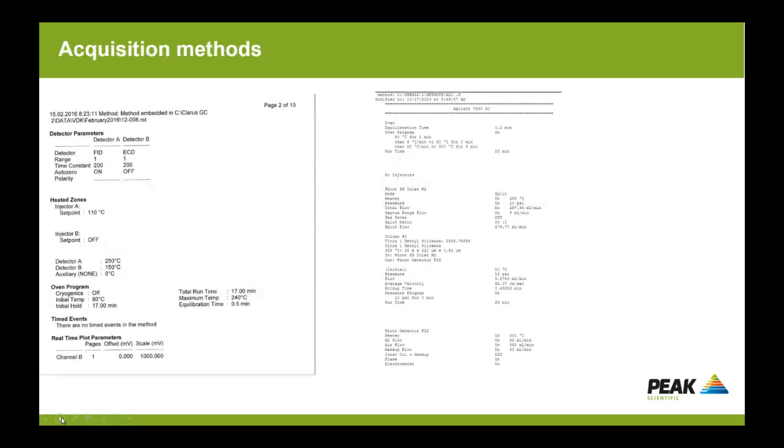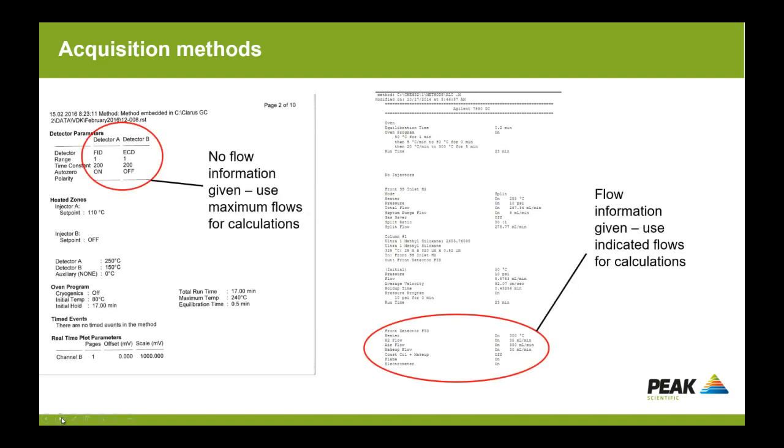So I have a couple of examples here of acquisition methods. On the left, we don't have any specific flow information. We just see that there is an FID detector and an ECD detector, sorry. And in this case, because we have no specific flow information given, we would just use the maximum expected values for those detector types. Whereas on the right-hand side, we have information that this is an FID detector and we have specific flow information for hydrogen, air, and nitrogen makeup. So here we could be a bit more precise in understanding exactly what the detector flow rates are.